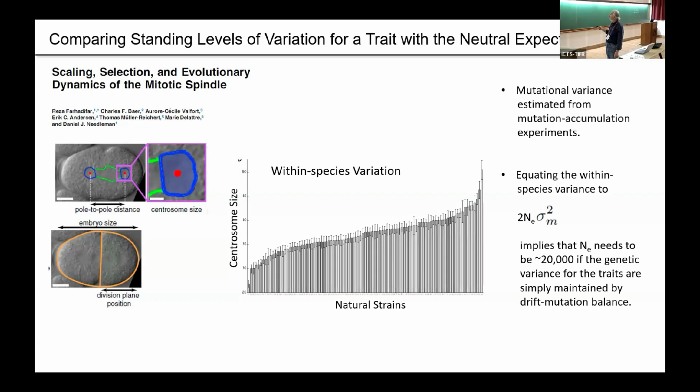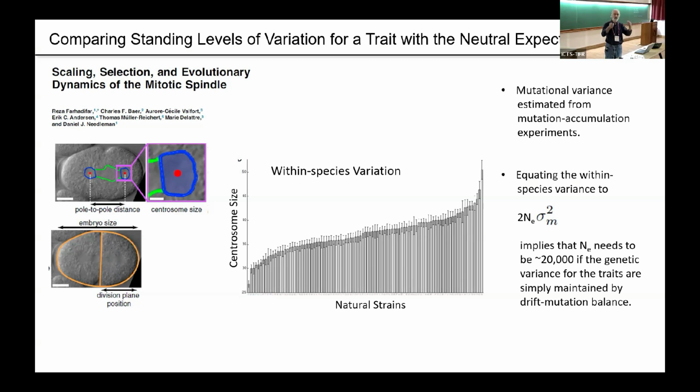It turns out that Charlie Baer, at the same time, was doing a mutation accumulation experiment in C. elegans. It had nothing to do with this, but he had the lines. So they measured all these traits in Charlie Baer's lines, and they got the mutational variants for these cell biological traits. So you've got this within-species variance. We know the mutational variants for all these traits, and then you can divide by this and get an estimate of the effective population size you'd have to account for the standing level of variation. Does it make sense?